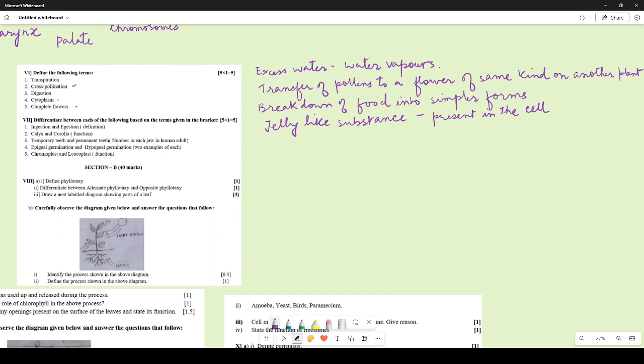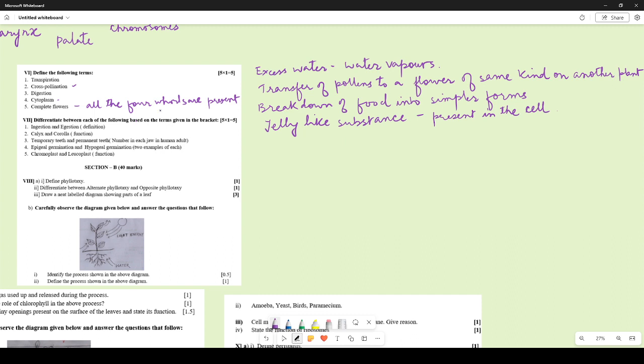Complete flower. Complete flower, you have to write all the 4 whorls are present. That is when it becomes a complete flower. Some of you have written both androecium and gynoecium are present. I have given you marks there as well. Differentiate between each of the following.